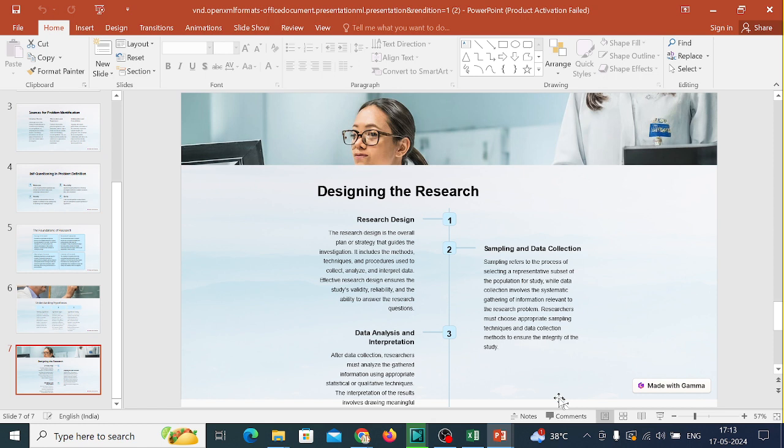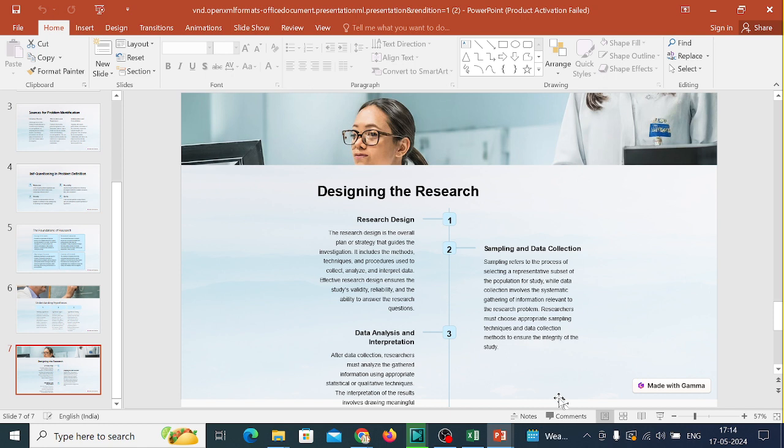This one is very much important: representing data, collective information. But make sure that the information is relevant. Relevant information should be there in your research.